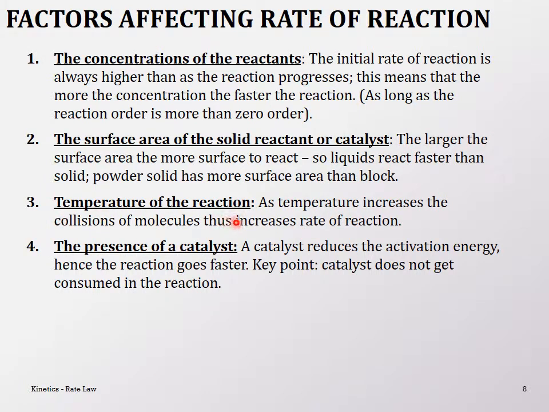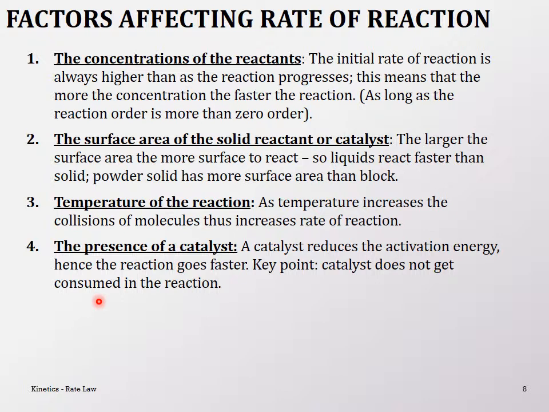Temperature of the reaction, we already talked about this, as far as the number of collisions go. So more energy, more collisions, more product. And then finally, we have a catalyst, and we haven't talked about a catalyst yet. A catalyst is an entity that speeds up the rate of reaction but does not get consumed in the reaction. This is the key part of a catalyst.